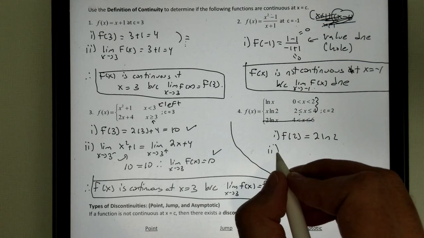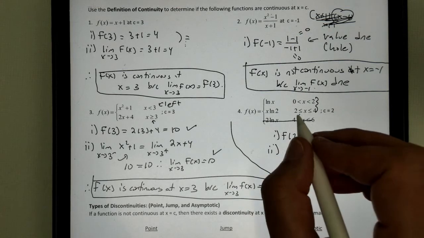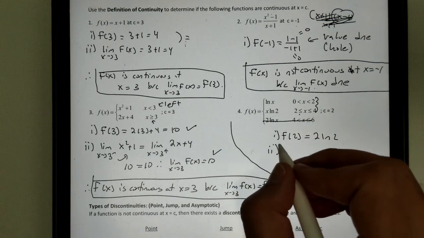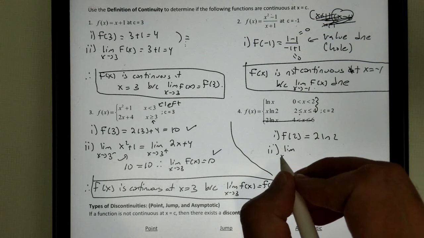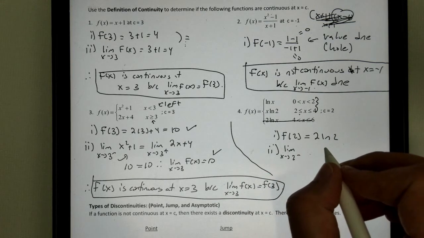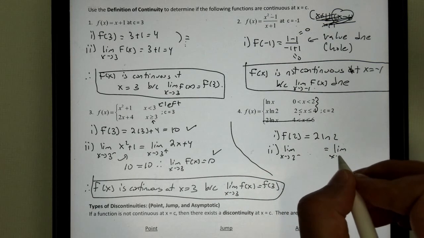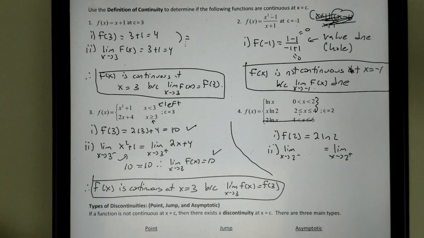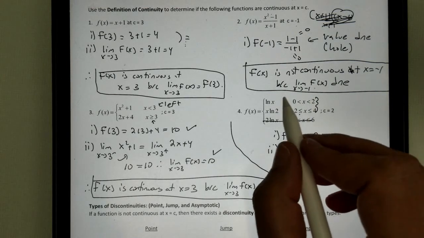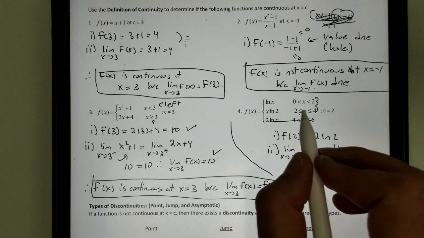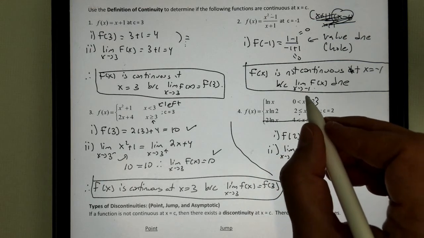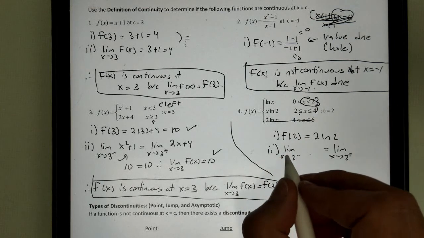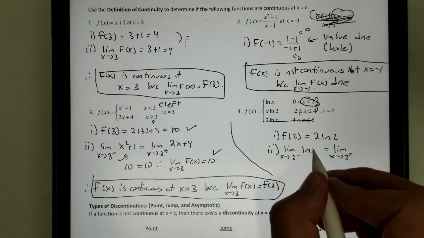Step 2. Now I want to find the limit at 2. Well, this is a little bit trickier. So I need the limit as x approaches 2 from the left, and I want that to be equal to the limit as x approaches 2 from the right of our function. Well, on the left, which one are we on? That's right. We're going to be on the natural log, because this here says less than 2. So that's going to be natural log of x.